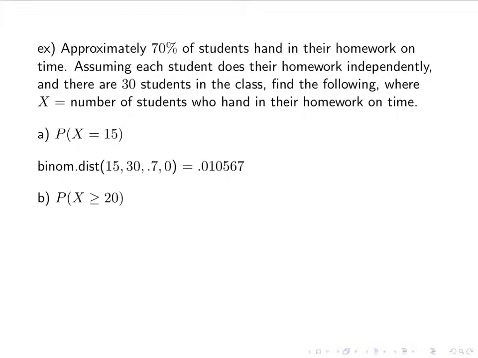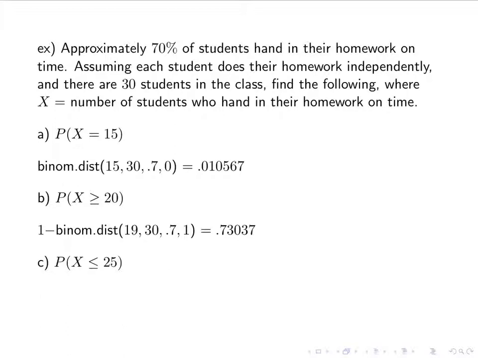P, the probability that x is greater than or equal to 20. So the probability that at least 20 students hand their homework in on time. So with greater than or equal to, I need to rewrite it because the Excel commands are for equals or is less than or equal to. So to get greater than or equal to, I need to do 1 minus binom.dist of 19. So remember, this has to be x minus 1. So 20 minus 1 is 19. So 1 minus binom.dist of 19, 30, 0.7, 1. Again, that 1 is the cumulative. And that is 0.73073.